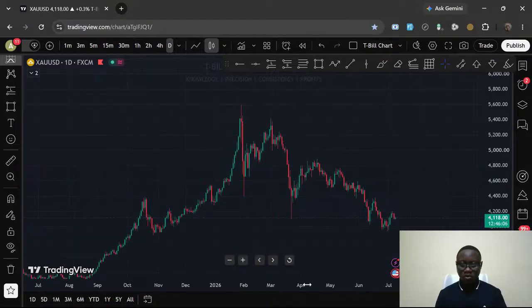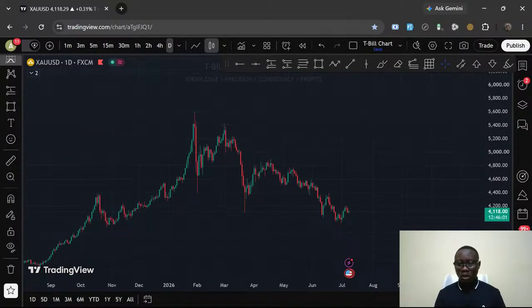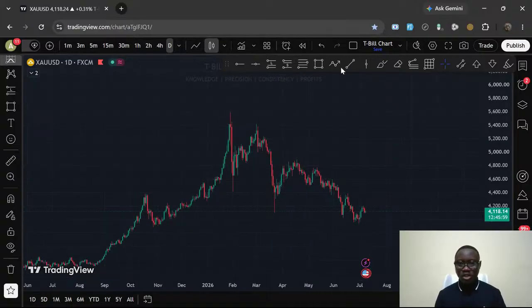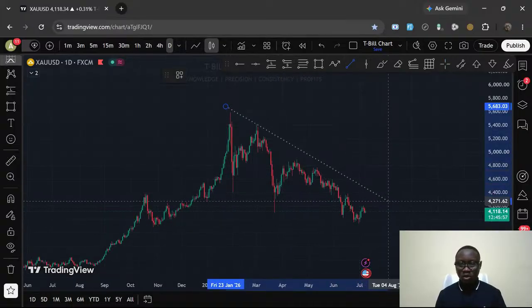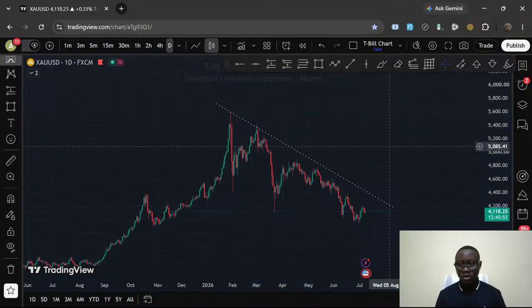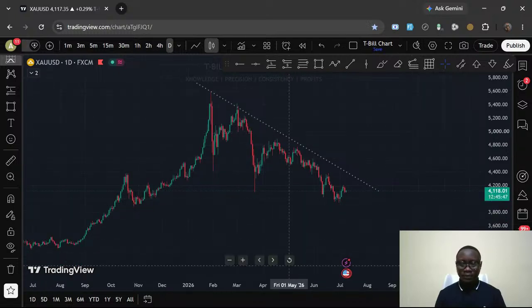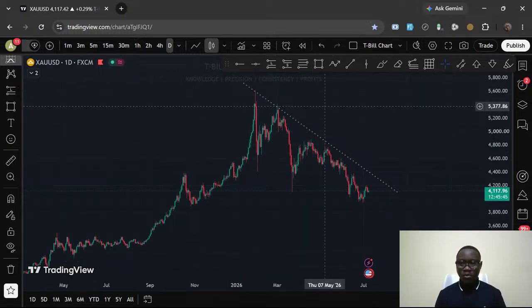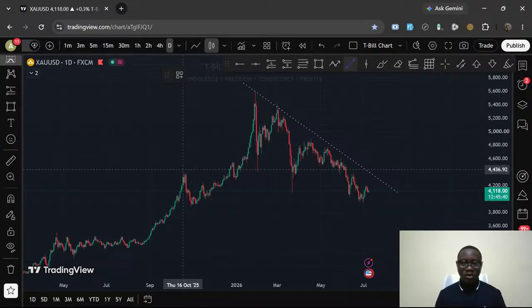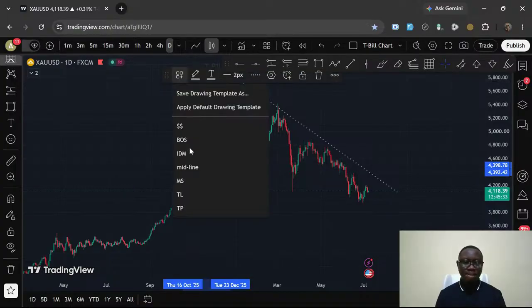Okay, so as always, we begin our top-down analysis process from the daily time frame. And as you can see, gold is obviously bearish. Okay, just put up our trend line. Gold is obviously bearish, right? And let's look at where this bullish move originated from. So we got this break of structure to the upside, right?